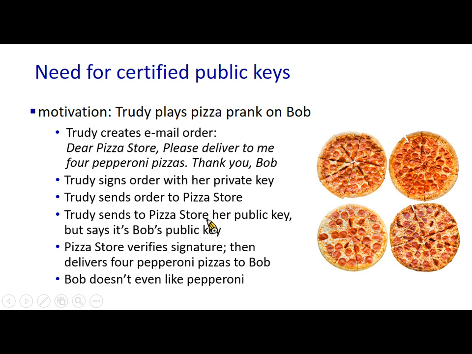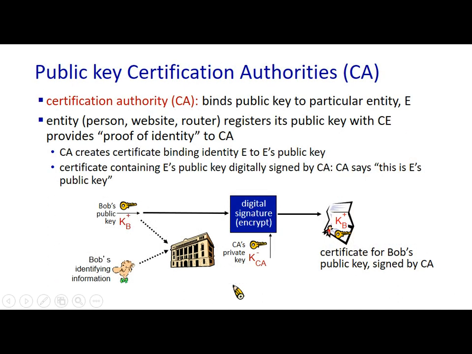Trudy sends the pizza store her public key, but says it is Bob's public key. So the pizza store verifies the signature, then delivers the pepperoni pizza to Bob. Bob doesn't understand, even though they like pepperoni pizza. Okay, so we still need certification, authentication, and a CA to solve this problem.